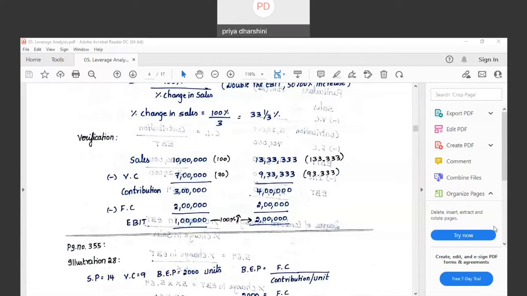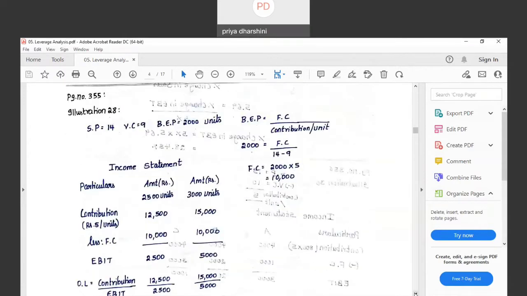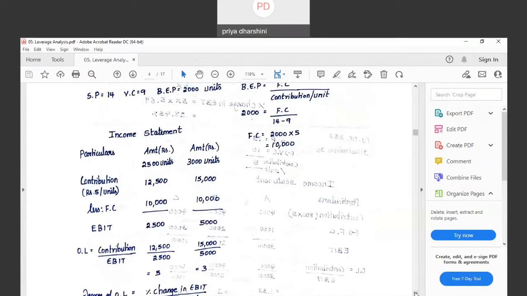Now coming to the next sum. Please take sum number 45. Illustration 45. X Corporation has estimated that for a new product, its break-even point is 2000 units. If the items are sold for 14 rupees per unit, the cost accounting department has currently identified the variable cost of 9 rupees per unit. Calculate the degree of operating leverage for a sale volume of 2,500 and 3,000 units. What do you infer from the degree of operating leverage at the sale volume of 2,500 and 3,000 units and their difference, if any?